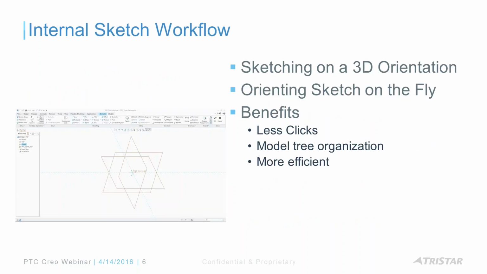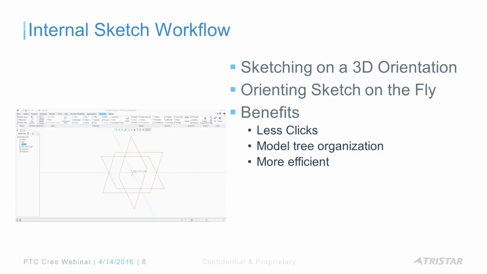Now when it comes to the internal workflow, a default in Creo Parametric is that you're going to have sketch on a 3D orientation, right? Also, you have the ability to orient your sketch on the fly. You no longer have to see that sketch dialog box. All you have to do is select the tool that you want to use, click on your sketching plane, and that will automatically take you into Sketcher. Now that you're in Sketcher, if you need to orient a specific way on the sketch, you can do that on the fly. You don't have to specify that before you go into the sketch.